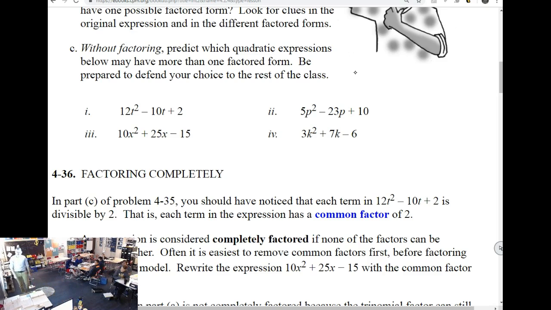Alright, try out that strategy on any of these that you think it would work on.